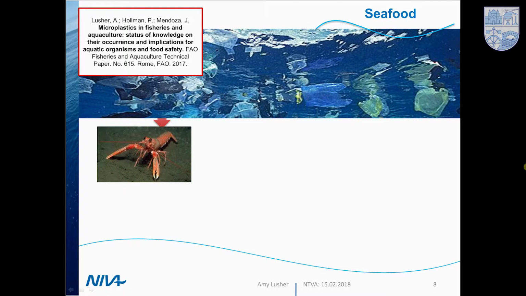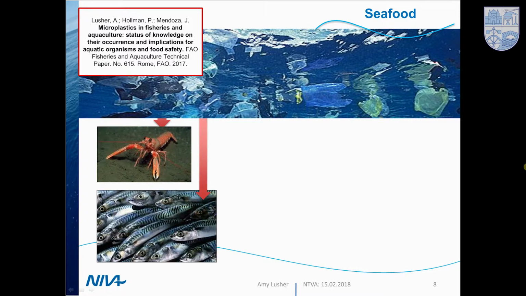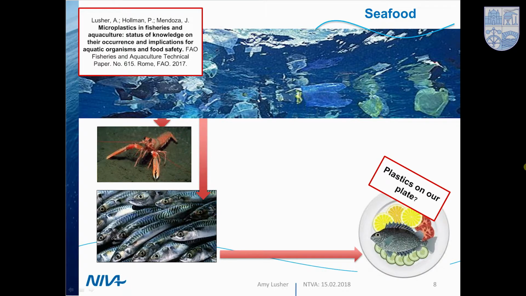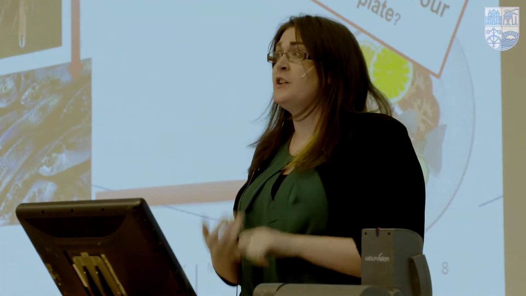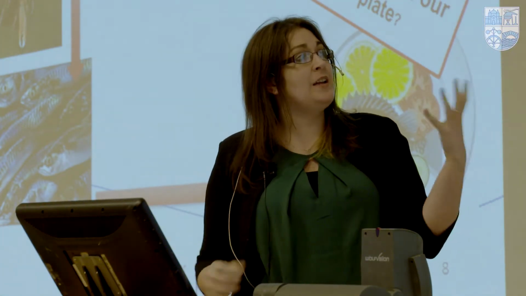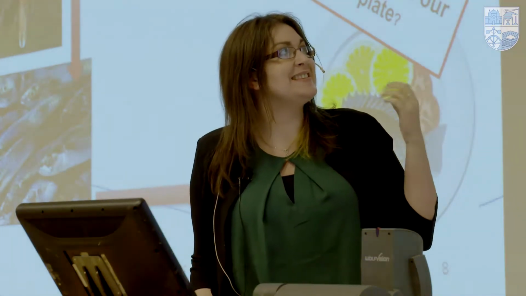He is seafood. He's a langoustine or Norwegian lobster. And then we have some fish too. So both these are seafood that we eat and we consume regularly. And the question is, do they result in plastics on our plate? But for these species, and they are examples, they are processed where we remove their digestive tract. So the only part of the animal that we are consuming is the flesh and the tissues.